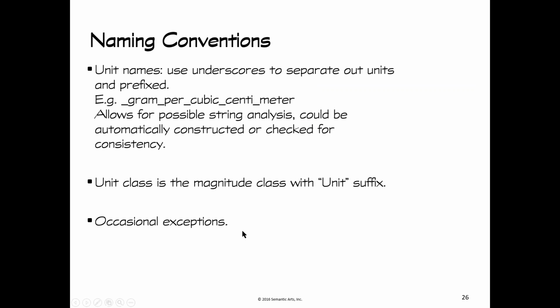So we do have some naming conventions. We tend to use underscores to separate out the units. For example, gram per cubic centimeter. So the prefixes and the pers we have separated by underscores.